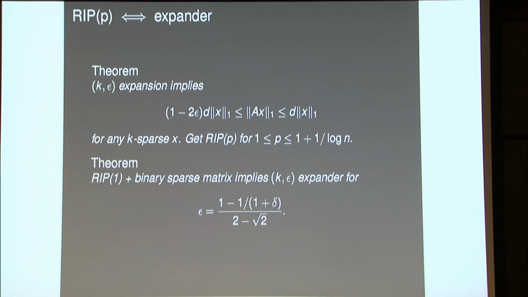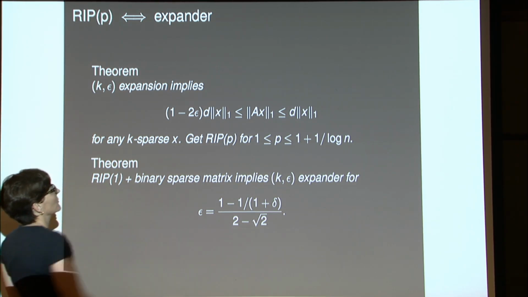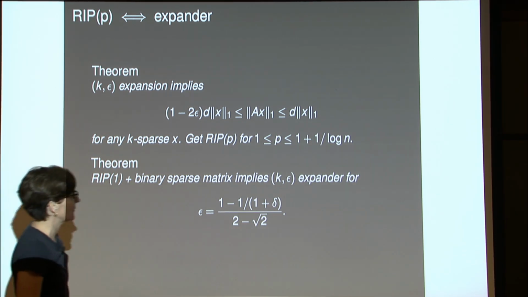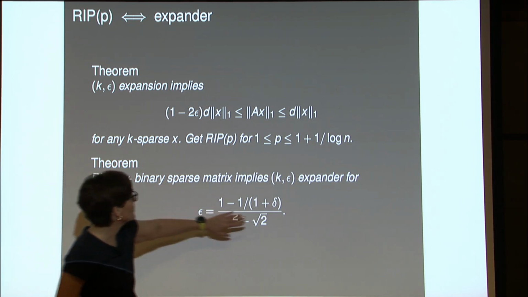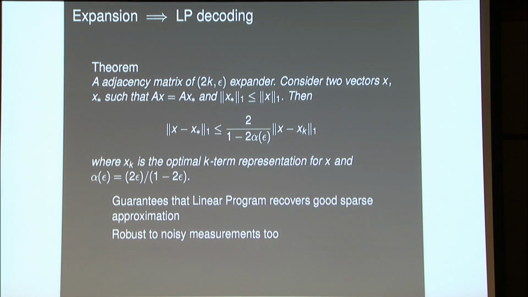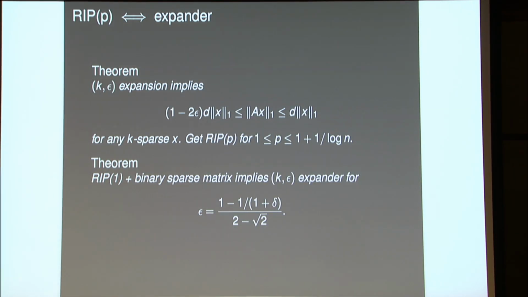Okay, the other direction is also very important, and that is that if you have an RIP1 matrix that you know is binary and sparse, then it must be a k epsilon expander. So RIP1 if and only if an expander. And you can understand the relationships amongst the parameters. Okay? All right, well, that's fantastic, but we need an algorithm.